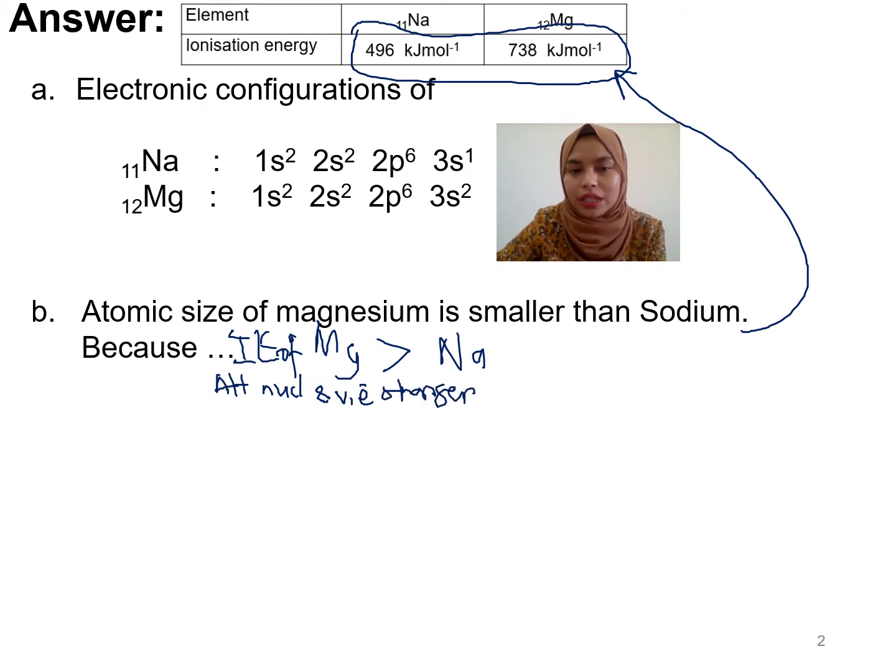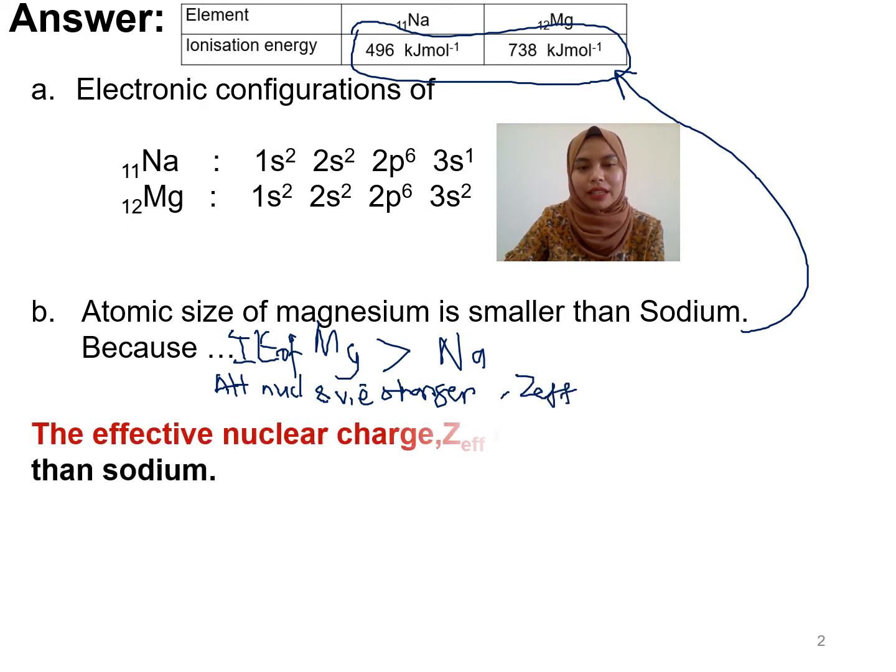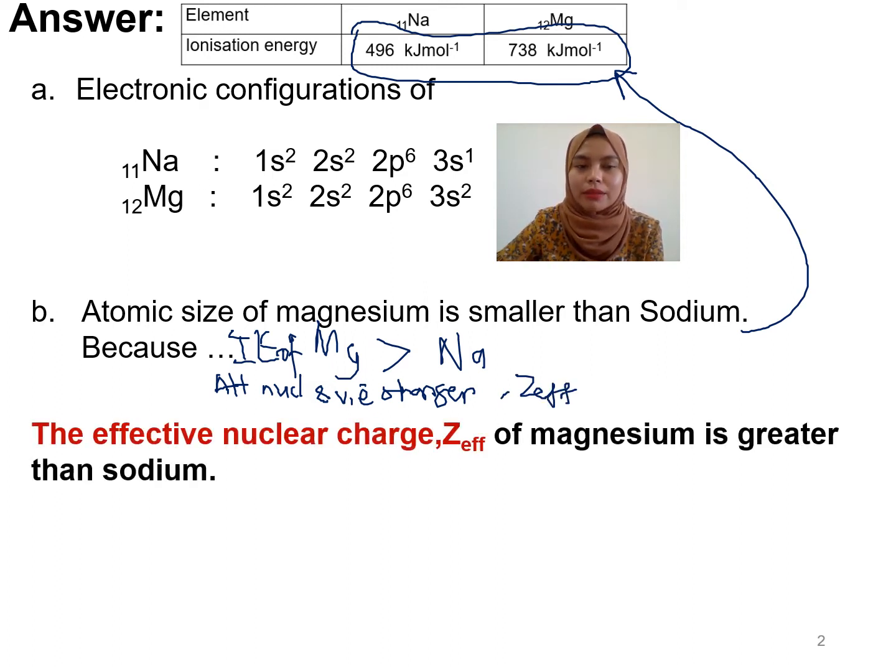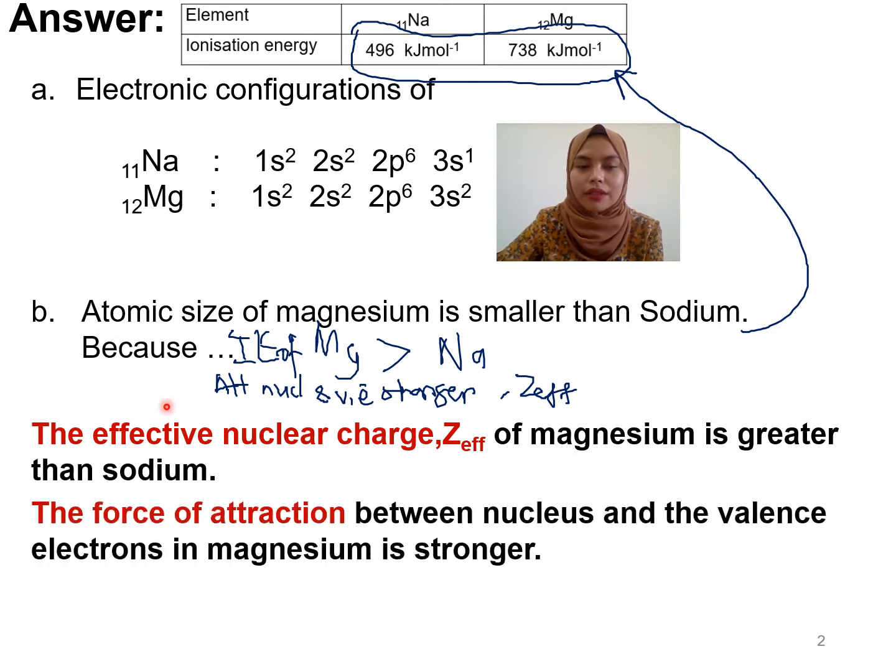So bila let's say attraction force of the nucleus and the valence electron is stronger in magnesium, therefore dia akan give rise to the effective nuclear charge. Okay, sebab kenapa? Macam itulah dia, because the effective nuclear charge of magnesium is greater than sodium. Therefore, the force of attraction between nucleus and the outermost electrons in magnesium is stronger. So it is all depends on what? Melalui hint ionization energy.